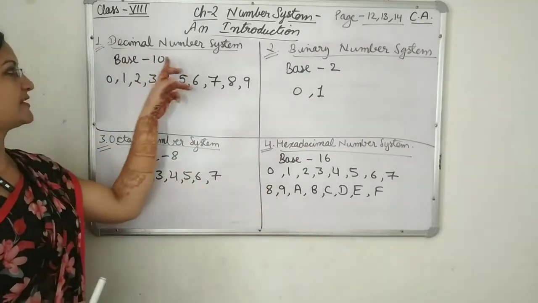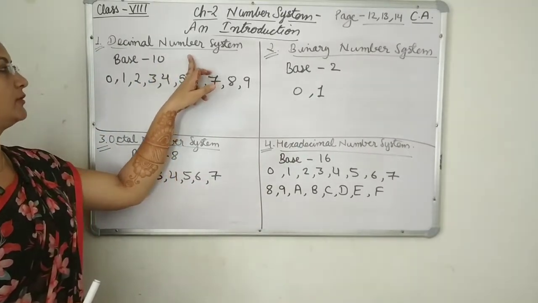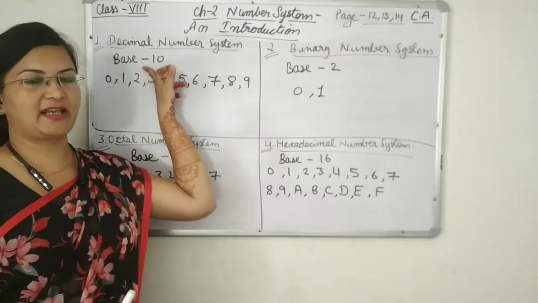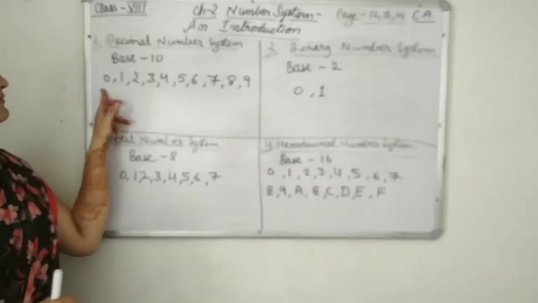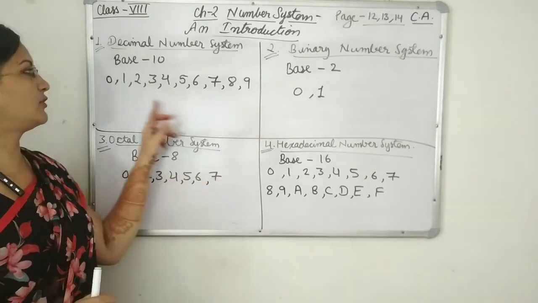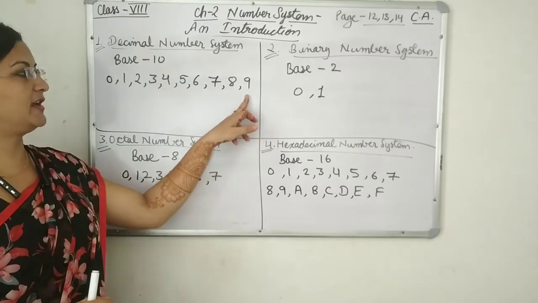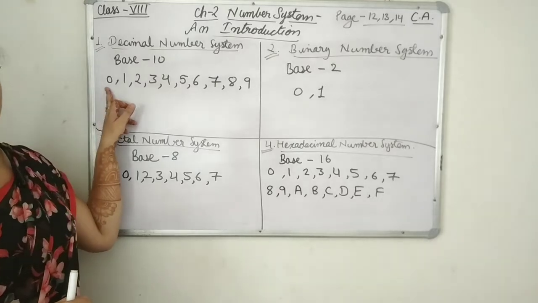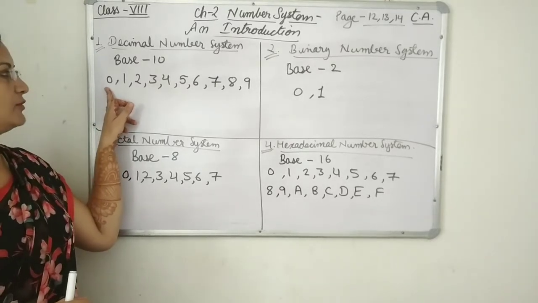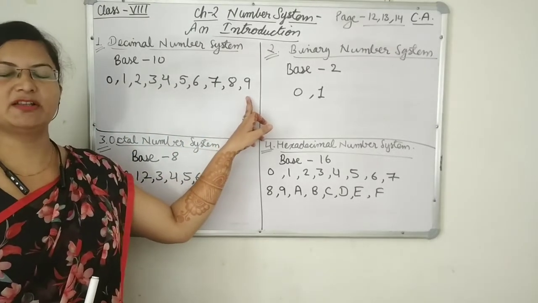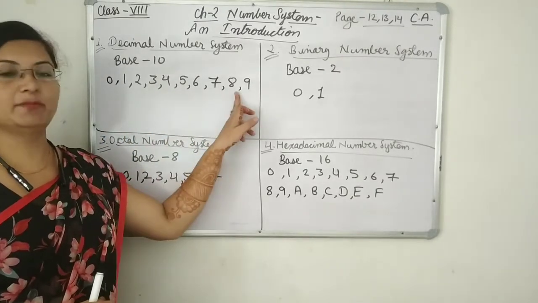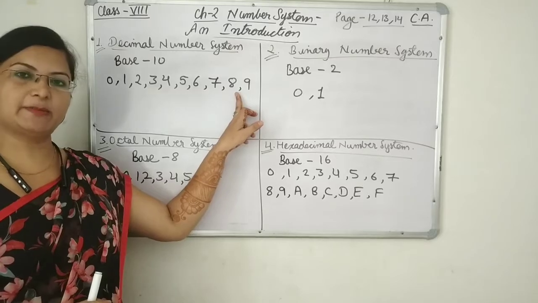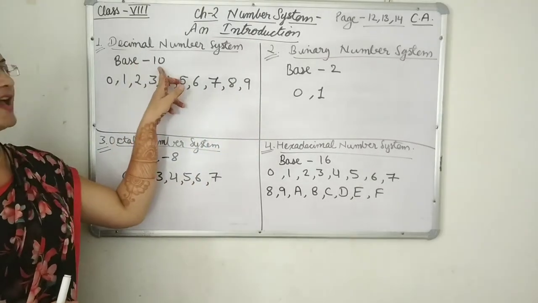So first of all, the decimal number system. As I told you, it has base 10, that means only 10 numbers will be used, and those numbers will be from 0 to 9. You can count from 1 to 9, there are 9 numbers, and 0 is the 10th number. So in total there are 10 numbers. The numbers mean the symbols used. These are actually the symbols, 10 symbols used in the decimal number system, and that is why it has base 10.